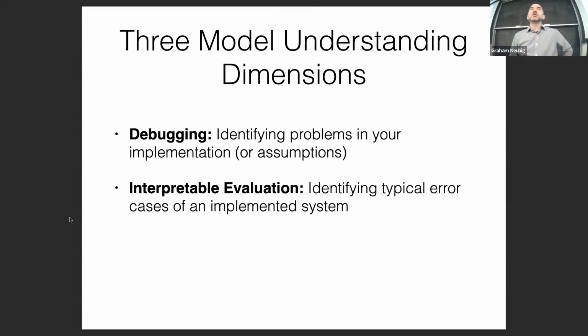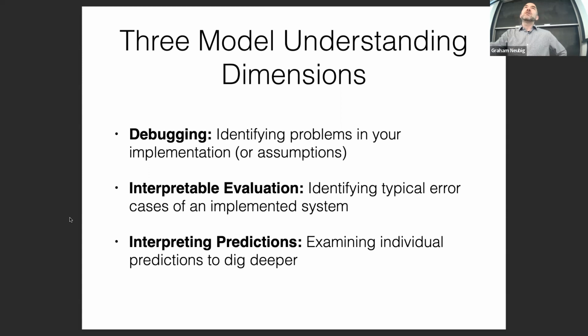Another thing is interpretable evaluation. This is identifying typical error cases of an implemented system on a finer grained level than just looking at individual evaluation metrics. And then another thing is interpreting predictions, examining individual predictions to dig deeper for why those individual predictions happened. And there's several methods for each of these different things.